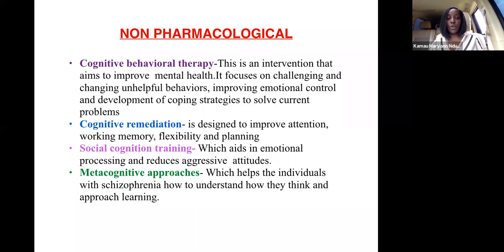The second one is cognitive remediation, which is designed to improve attention, working memory, flexibility, and planning. The third one is social cognition training, which aids in emotional processing and reduces aggressive attitudes. Then we have metacognitive approaches, which help the individual with schizophrenia understand how they think and how they learn.